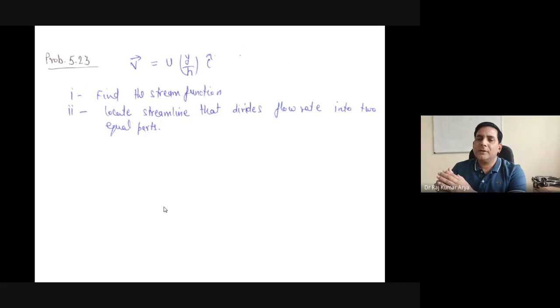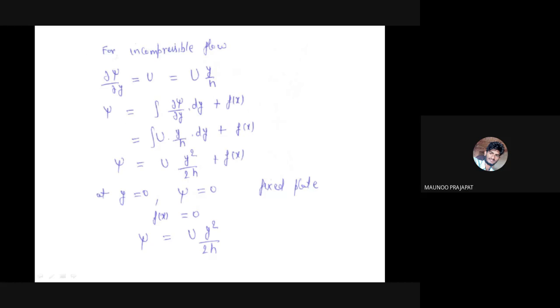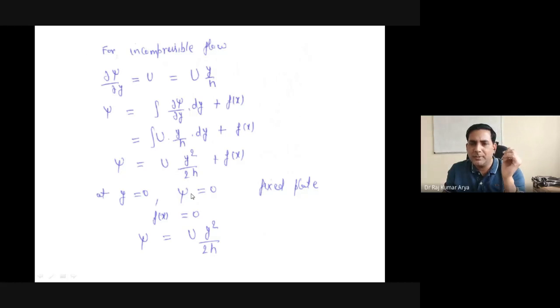Stream function, this entire term is your u. Capital U y upon h is your entire term of u. Has everyone got it? Yes, sir. Okay, sir, the value of psi is half u by a square over h. You can see my thing also.